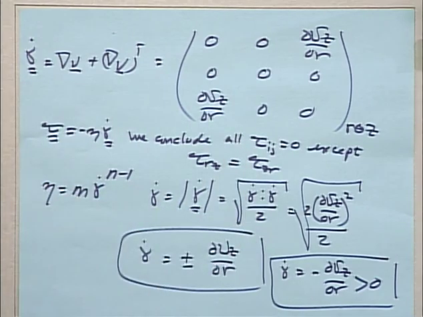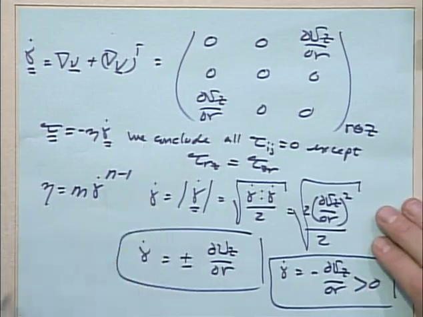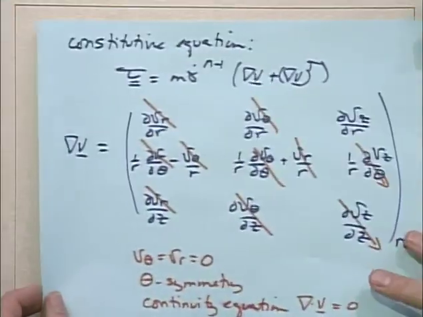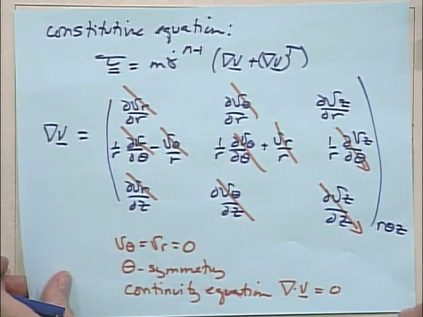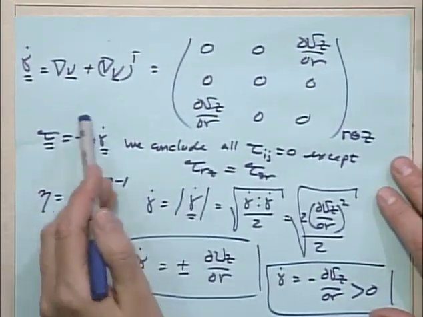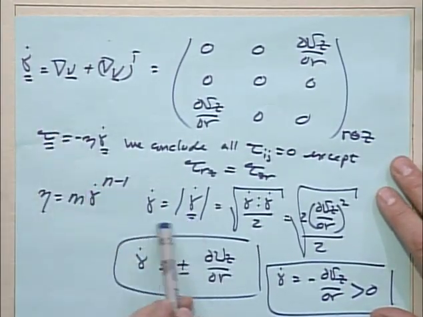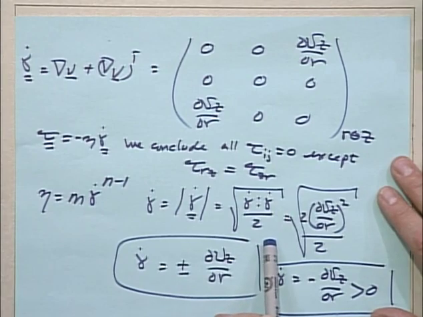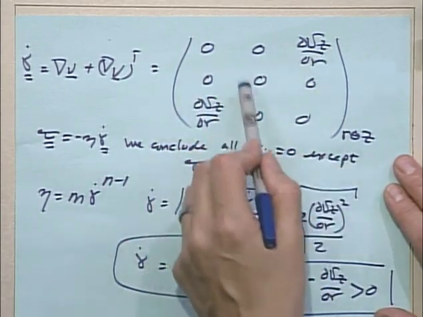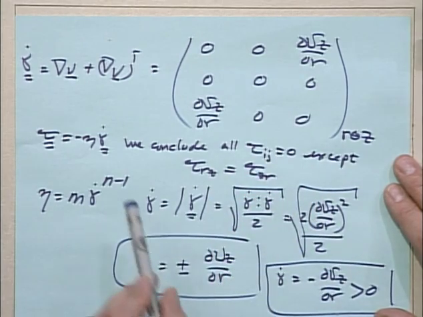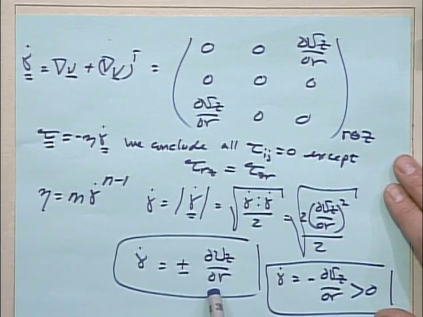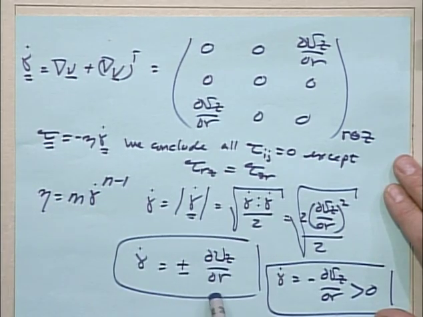And then it became a little bit trickier, because here at this point, we now want to finish putting the constitutive equation together, and we need this m gamma dot to the n minus 1. And gamma dot is the magnitude of the gamma dot tensor. So now that we have the gamma dot tensor, we can take its magnitude by pulling out the definition of tensor magnitude from our notes, doing this across the diagonal product, and we get that gamma dot, the magnitude, is just the absolute value of dvz dr.